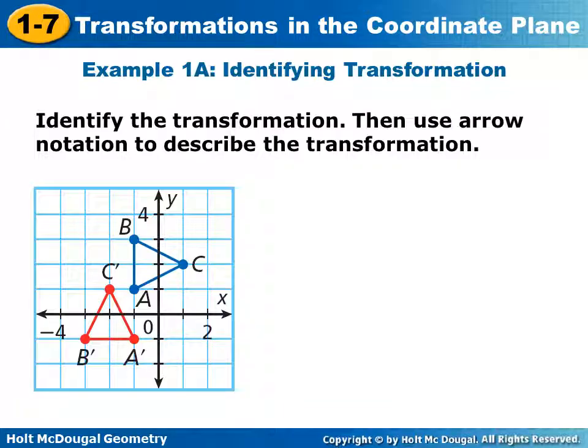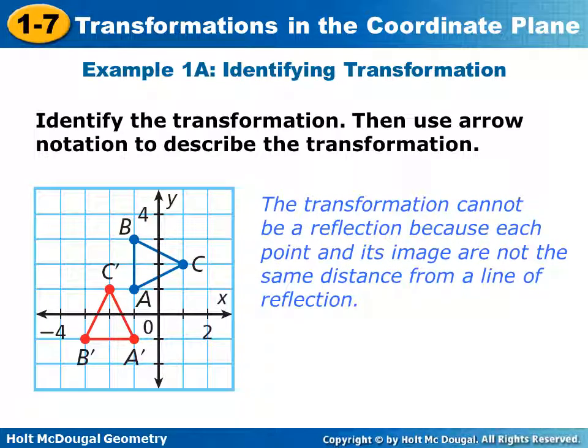So here we want to identify the transformation, then use arrow notation to describe the transformation. If we look at our pre-image, triangle ABC, and the image, triangle A prime, B prime, C prime, we can see that it has rotated to get from the pre-image to the image. It can't be a reflection because there's no line that's reflecting it. It is in fact a 90-degree rotation, which is a little bit more specific than you need to be. You can just say it's a rotation. And when we use arrow notation, we say triangle ABC becomes, we use the arrow, triangle A prime, B prime, C prime.